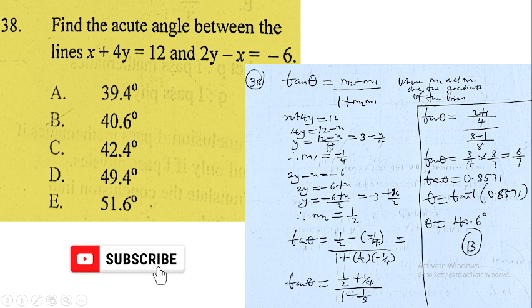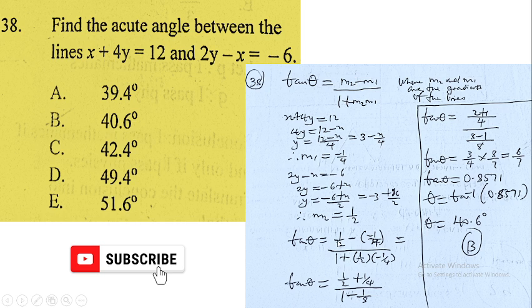Also for the second equation, 2y minus x equals to minus 6, also make y the subject of the formula. You'll be having y is equals to minus 3 plus x over 2, where the gradient of that one also will be 1 over 2. So we have our m2, we have our m1. Substitute it into this formula.